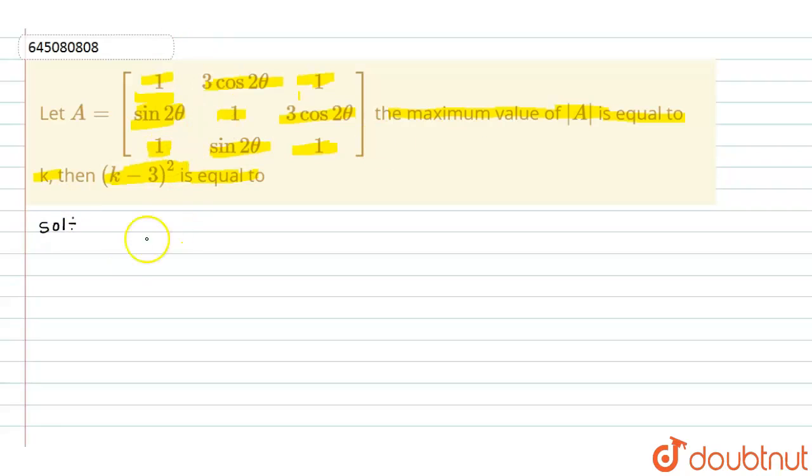First, we have to find the determinant of A of the given matrix. For the determinant, we take the first element 1 outside. Here C1 and R1 cancel. Multiply 1 into 1, getting 1, minus. Multiply 3 cos 2θ into sin 2θ, getting 3 cos 2θ sin 2θ. Now minus, we take 3 cos 2θ outside.